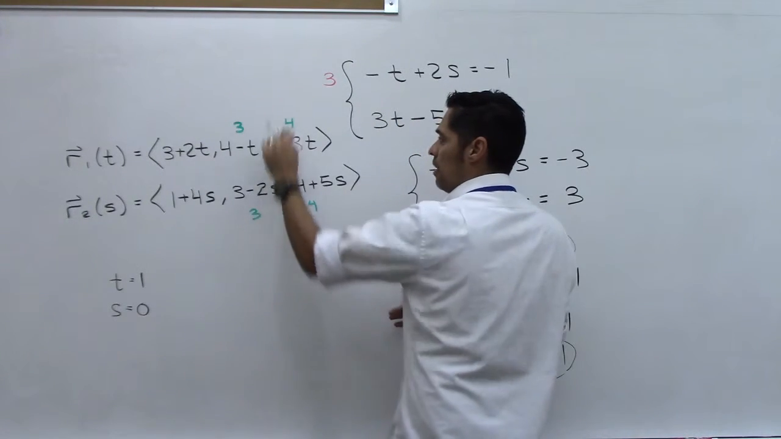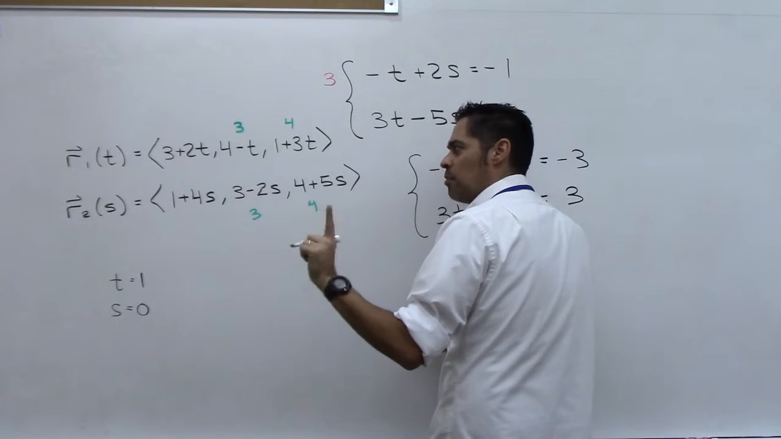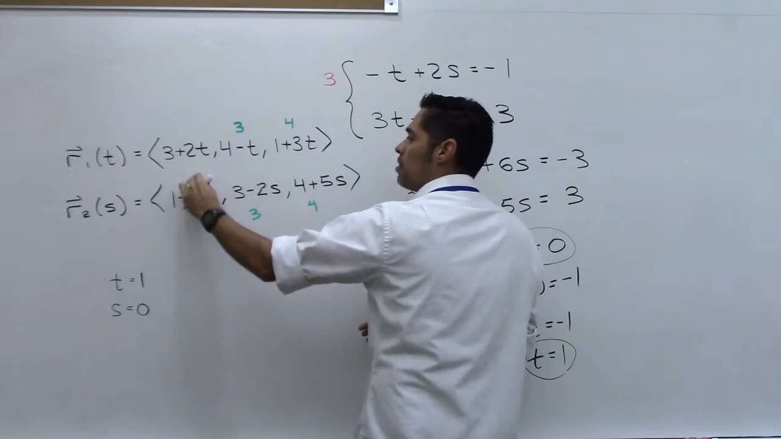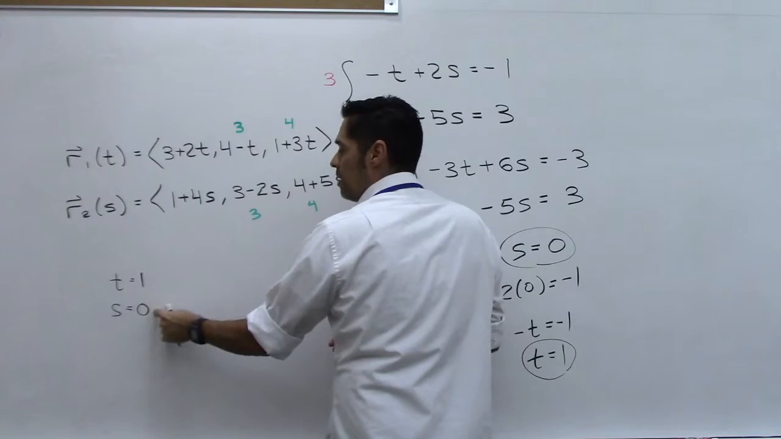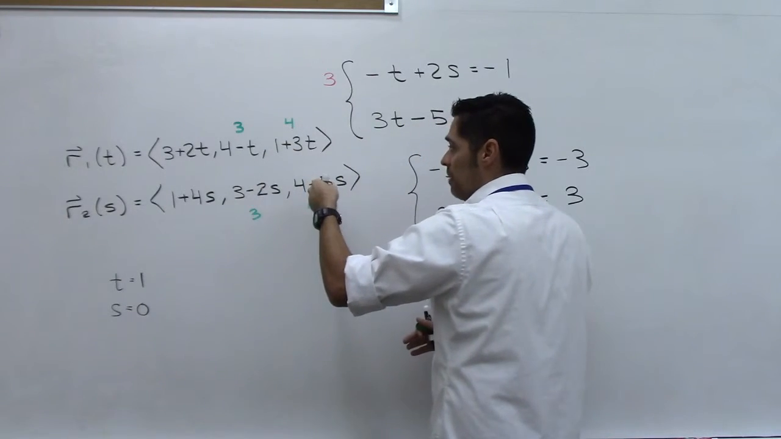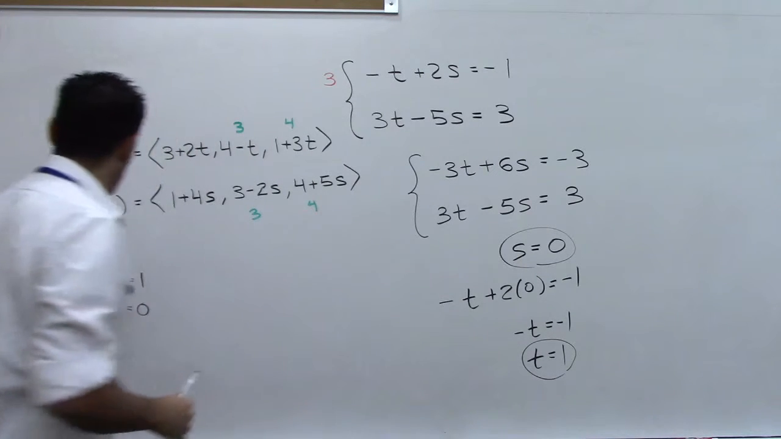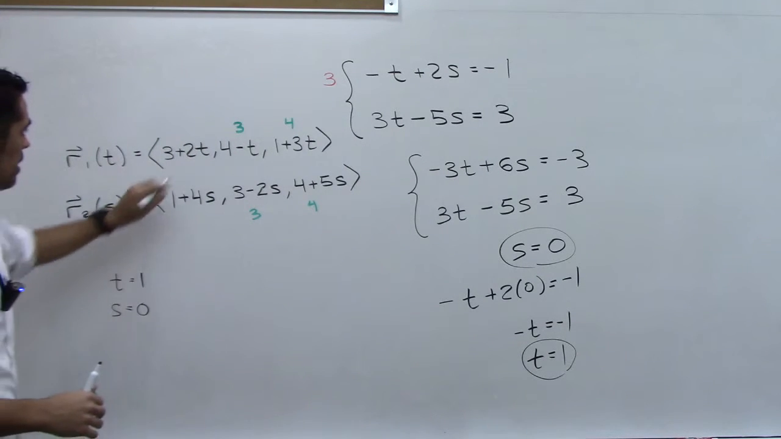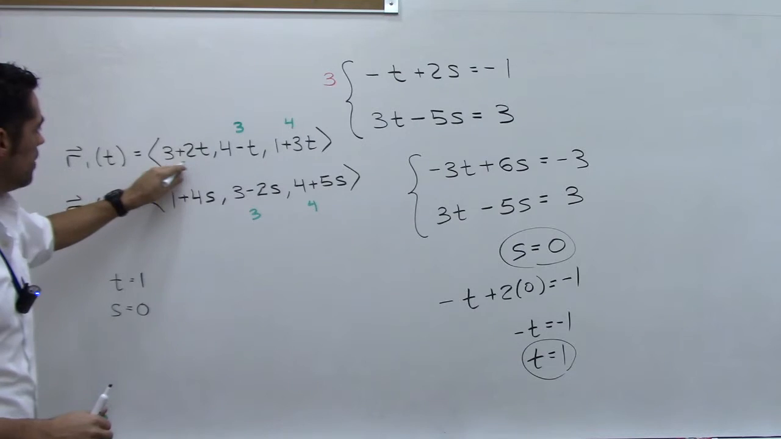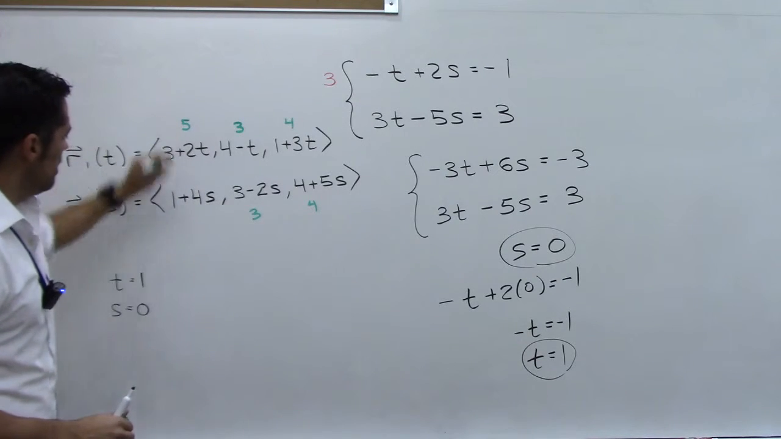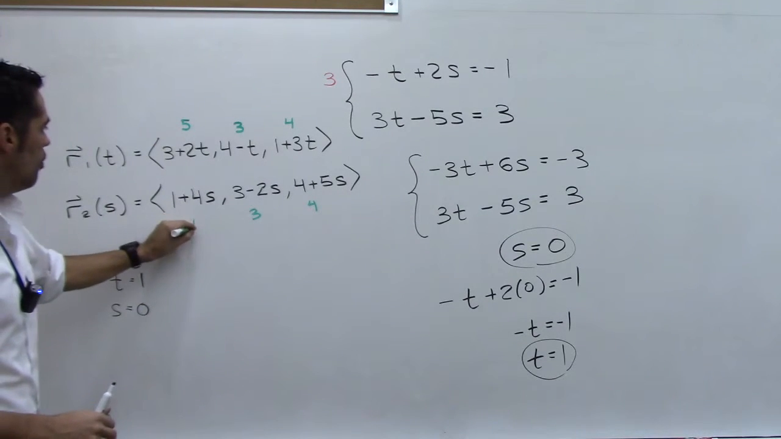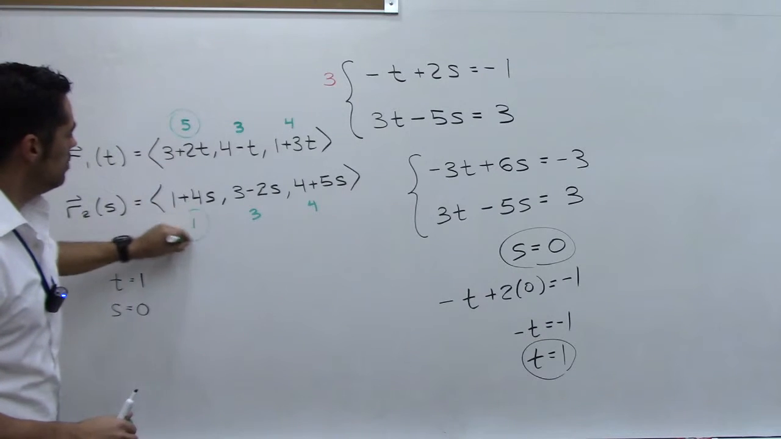So look, they're matching. The question still remains, though, what about the first component? I know that t is 1 and s is 0 will force these two to be the same. That's the only way I can do it. Here, though, if I try t is 1 and s is 0, if t is 1, what happens here? We get 5. And if s is 0, I get 1. And these two don't match.